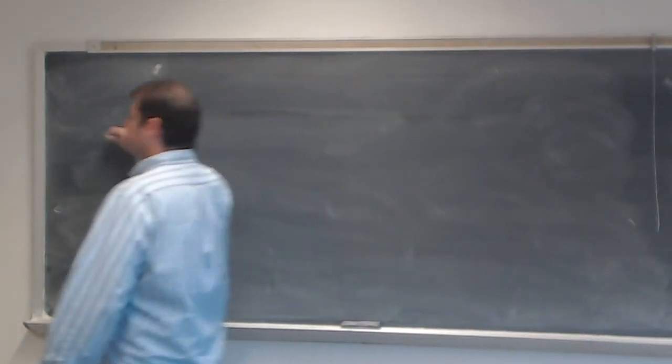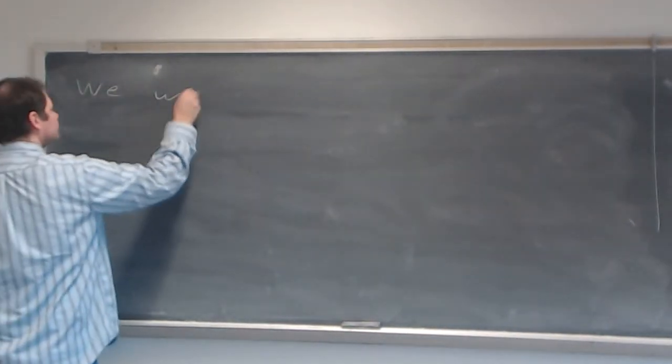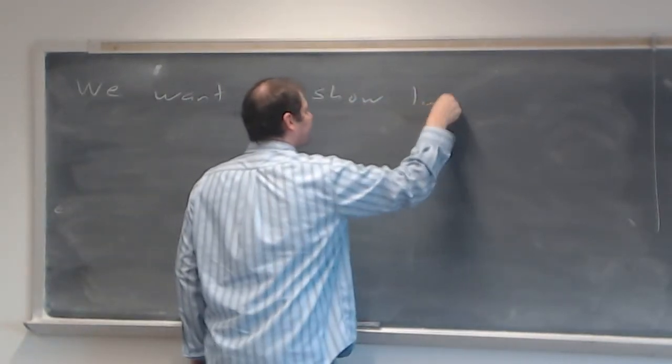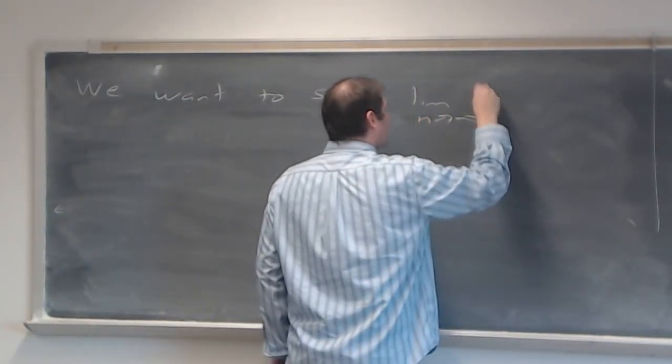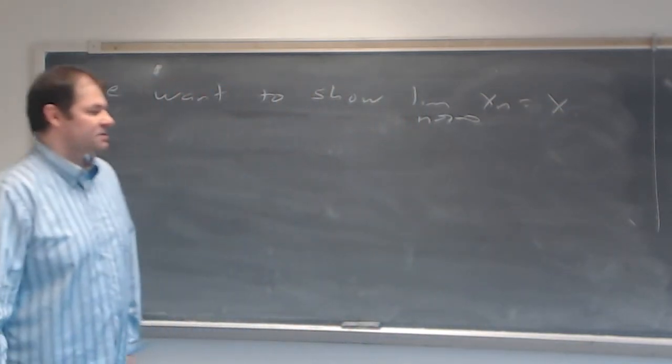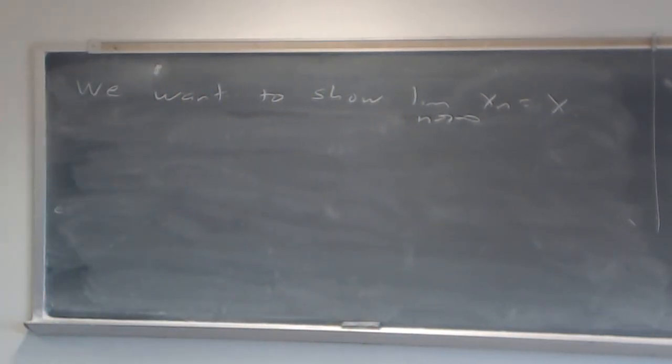We want to show the limit as n goes to infinity of x of n equals x. And all I know is that the limit as n goes to infinity of x of m plus n equals x. How do I show that the limit of a sequence is a particular number x? How do all these proofs start?